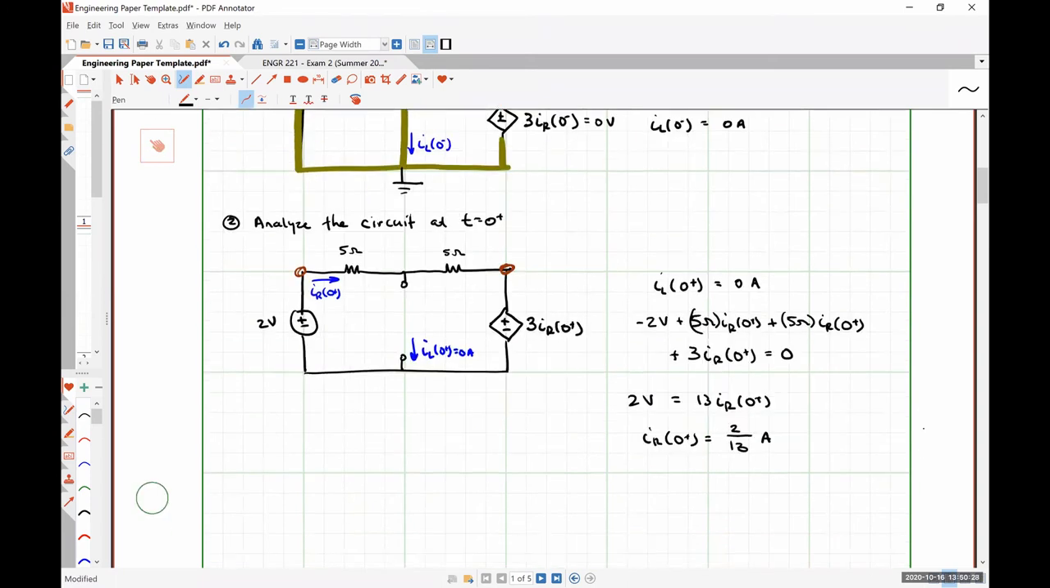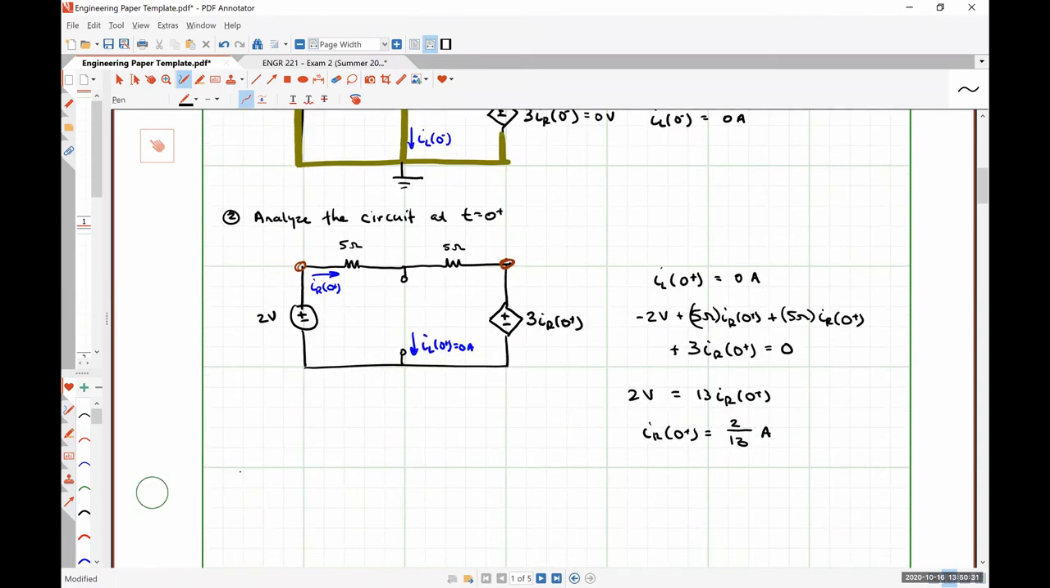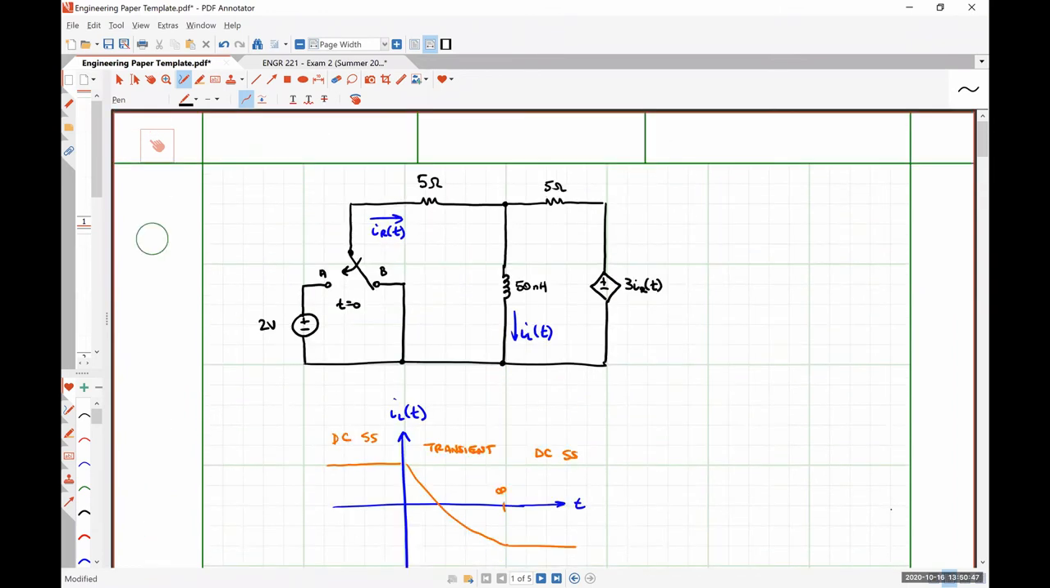Alrighty, so now we need to analyze the circuit at t equals infinity. So let's look back at our original circuit and see what this means. Let's start here, because this is something that I see students do a lot and I'm very confused about. Our switch moves from position B to position A at t equals 0 plus, and then it stays there. So I want to be very clear, the switch is not going to swing back the other way unless we're explicitly told it does that.